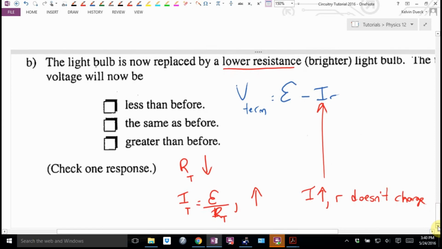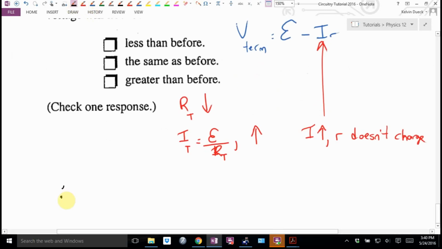So I'm going to write this down. Therefore, I times little r increases. So remember, this is constant. This just got bigger. If you have a constant minus a bigger number, what happens to our answer? Bigger, smaller, or stays the same? You guys are way overcomplicating this. Let's suppose this is 6 volts printed on the side of the battery. Originally, when you went I times r, you got 0.5, so 6 minus 0.5 is 5.5. This just got bigger. 6 minus a bigger number. Is this going to be bigger, smaller, or stay the same?